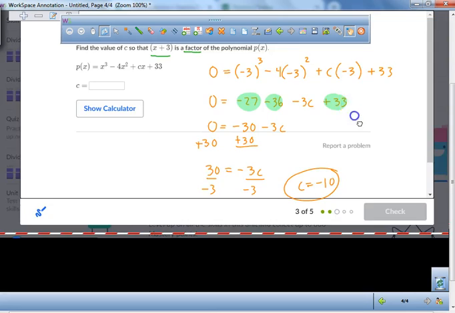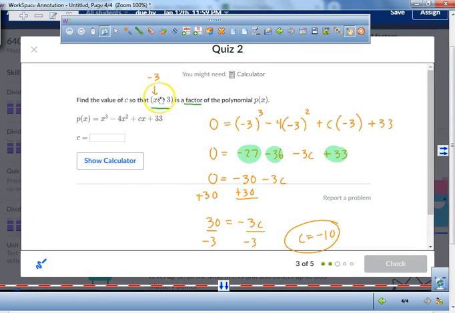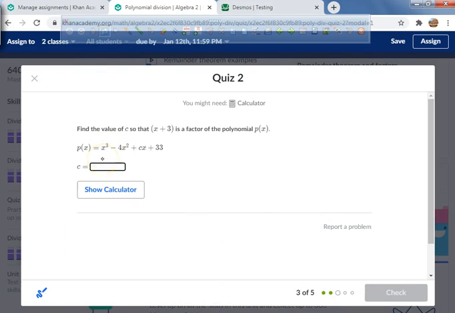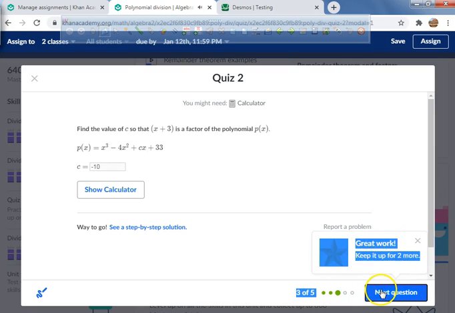So in quick review, all I do is if this is a factor, I find the number that makes this equal to 0, plug it in, and then I solve for that specific letter known as c. And that's all you got to do. Negative 10. Voila. Keep going.